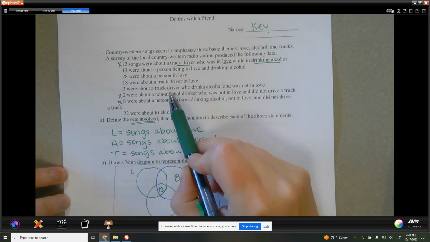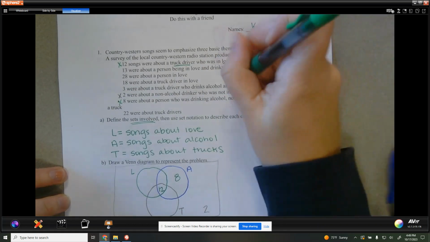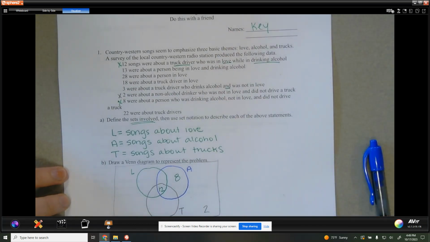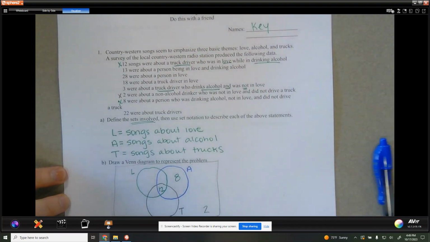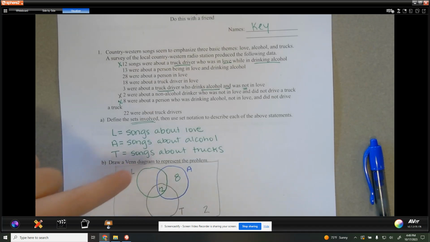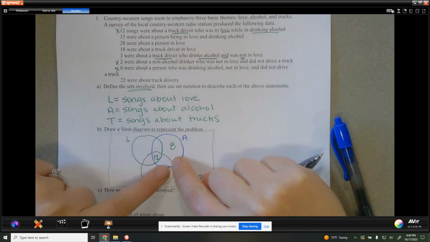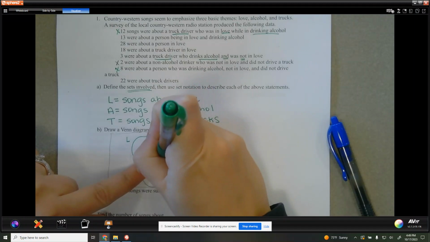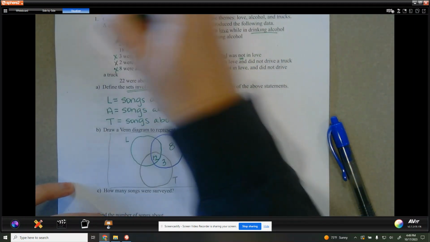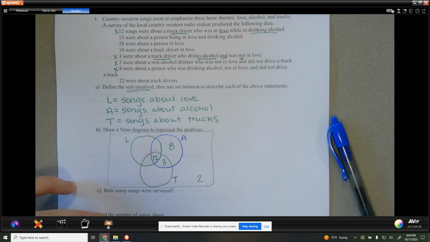3 were about a truck driver who drinks alcohol and was not in love. So an and statement is going to, actually, and that talks about all 3. So truck driver drinks alcohol, not in love. Okay, so we got to go to truck drivers and drinking alcohol overlap right here. And then not being in love. So that means we're not going to overlap with this outside circle, this love circle. So we're just going to drop the 3 right into there. All right, easy peasy. So now we're going to do a little bit of math to get into these.